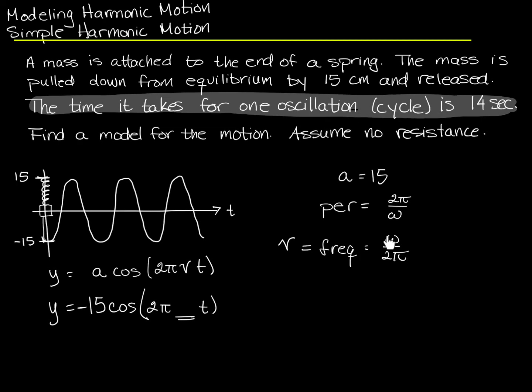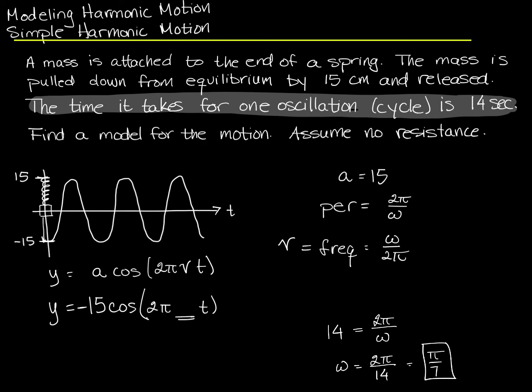Remember that frequency was the number of cycles you could get in 1 second, and period was the amount of time it took to do one cycle. We're told here the time it takes to do one cycle. So that's my period. Period is 14. All right, that is 14 equals 2 pi over omega. Now if I multiply both sides by omega and divide both sides by 14, I get this.